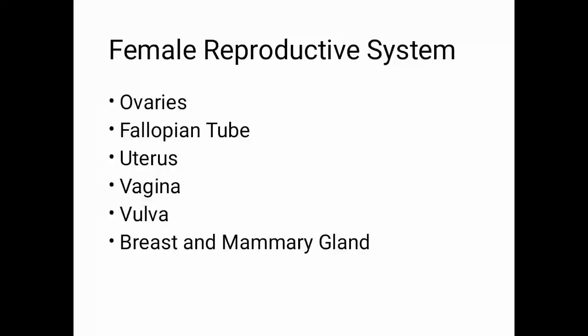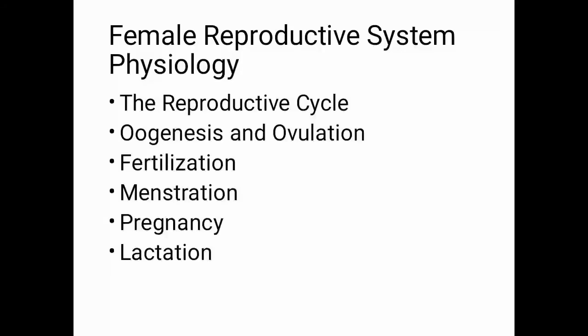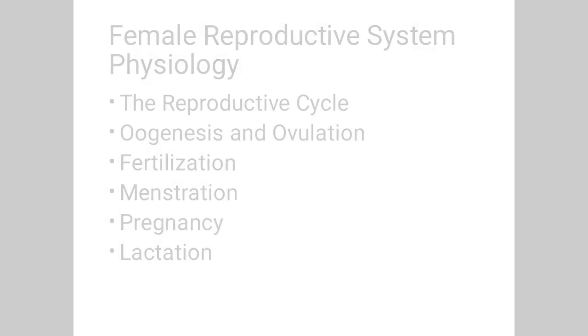Also, here is the female reproductive system physiology. First, the reproductive cycle. It is the process of producing an ovum and readying the uterus to receive a fertilized ovum to begin the pregnancy. Next is oogenesis and ovulation. It is under the influence of follicle stimulating hormone FSH and luteinizing hormone LH. The ovaries produce a mature ovum in the process known as ovulation.